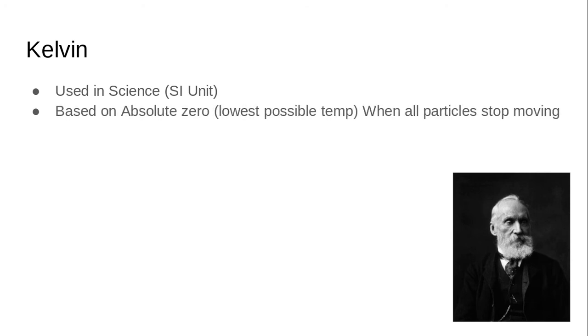But then the best temperature scale to use when we're talking about science is the Kelvin scale. So Kelvin is used in science. It's the SI unit for temperature, and it's based on something called absolute zero, which is the lowest possible temperature, when particles or atoms stop moving. Since temperature is a measurement of the energy in a substance, how fast or slow the atoms are moving, if you get to zero on the Kelvin scale, the atoms stop moving. So this is really the only scale that's based on something that's actually scientific, which is that absolute zero number.